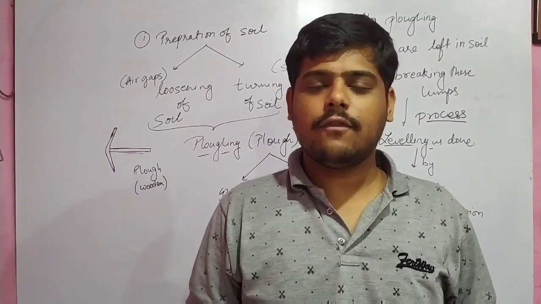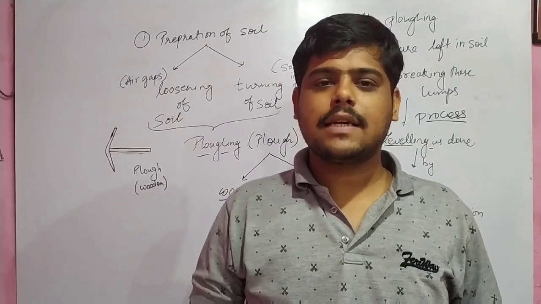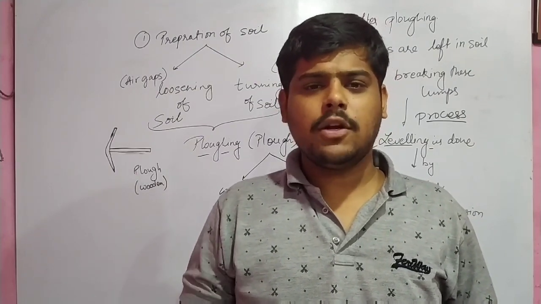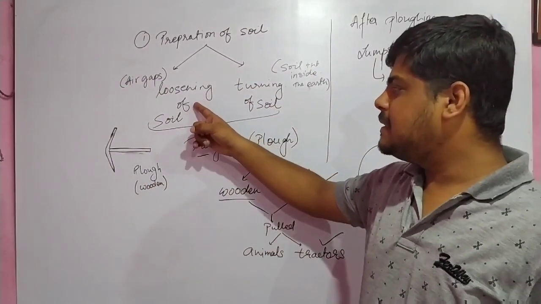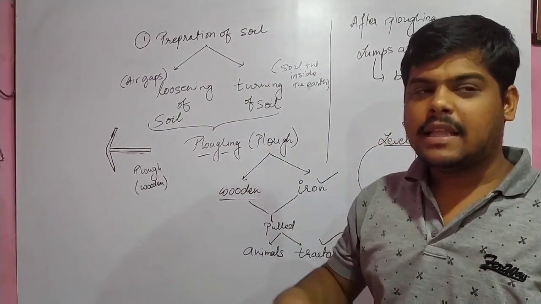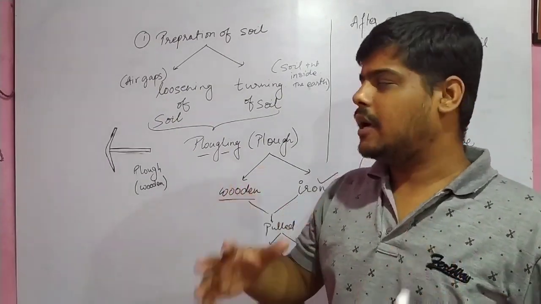Students, this is the third lecture of crop production. In this, we will discuss the preparation of the soil. The preparation of the soil includes two steps. Now, the first step is loosening of the soil. That means the air gap should be present inside the soil.